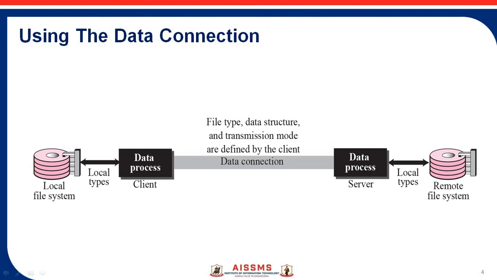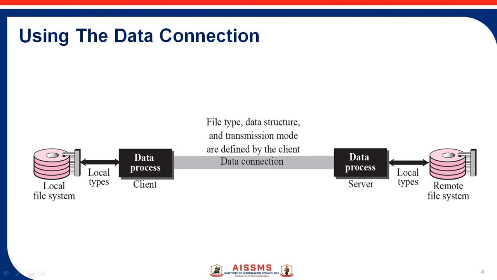Now we'll see communication over the data connection. The purpose and implementation of the data connection are different from those of the control connection. We want to transfer files through the data connection. The client must define the type of file to be transferred, the structure of the data and the transmission mode. Before sending the file through the data connection, we prepare the transmission through the control connection.